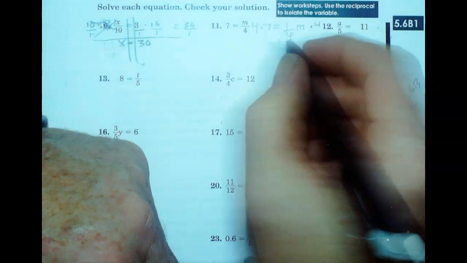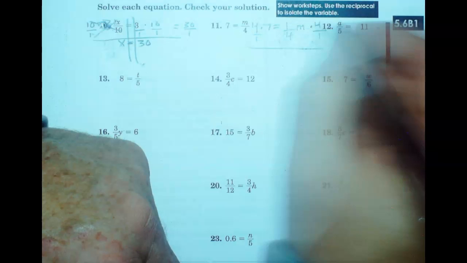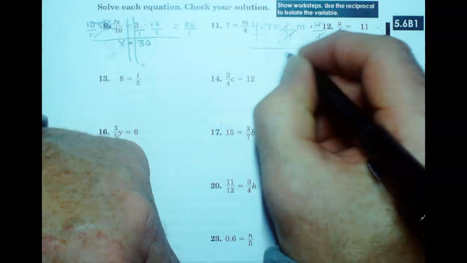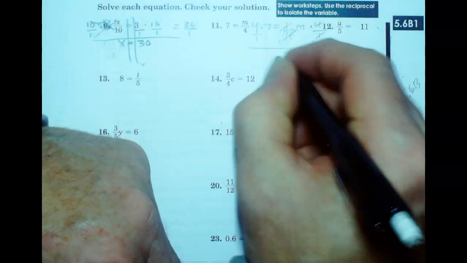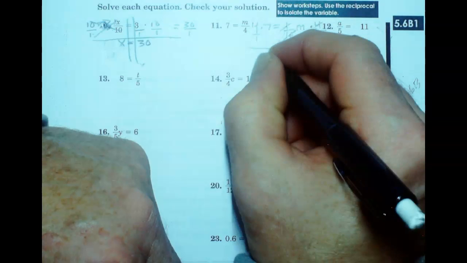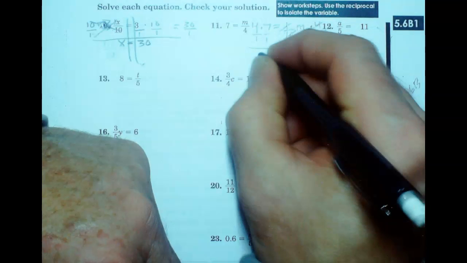All right? You know what? Let's call it 4 over 1. You can see my 4's and my 1's cross off. I've now isolated it. I've just got m equals 4 times 7 is 28, with 28 over 1, because we multiply across there. 28 over 1 is just simply 28.